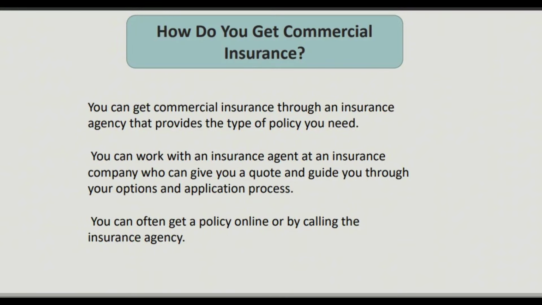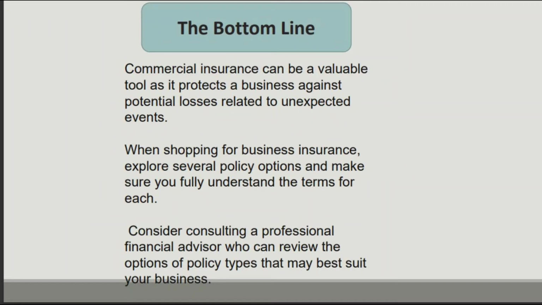How do you get commercial insurance? You can get commercial insurance through an insurance agency that provides the type of policy you need. You can work with an insurance agent at an insurance company who can give you a quote and guide you through your options and application process. You can often get a policy online or by calling the insurance agency.